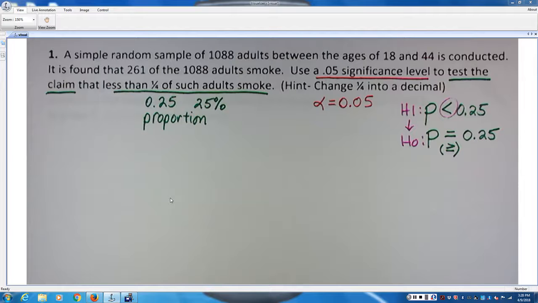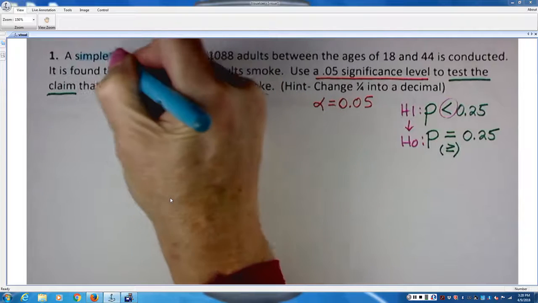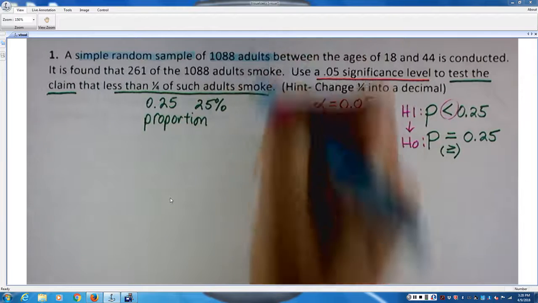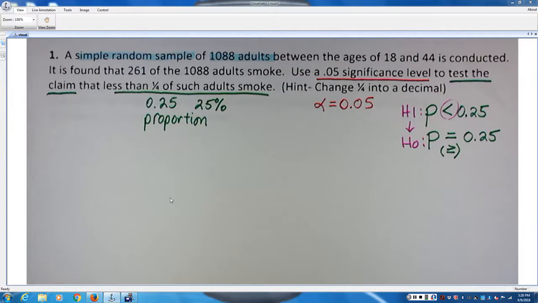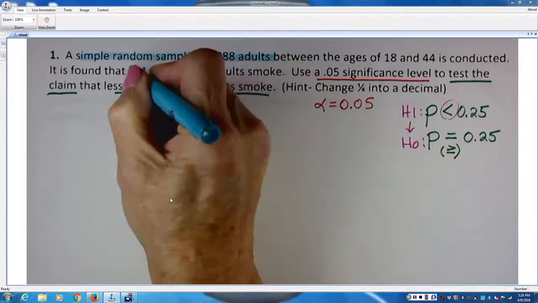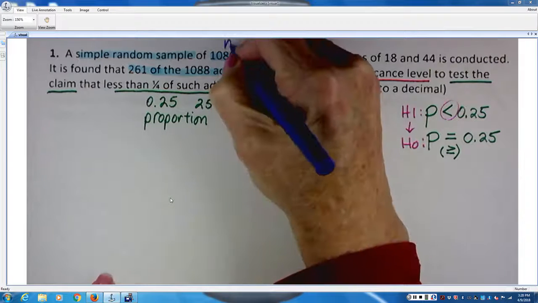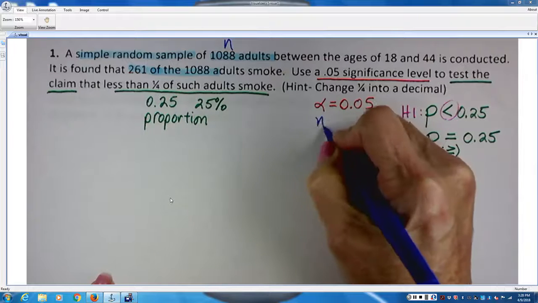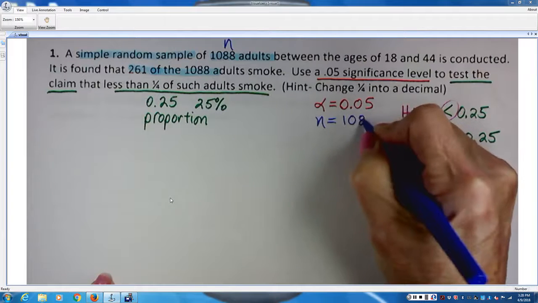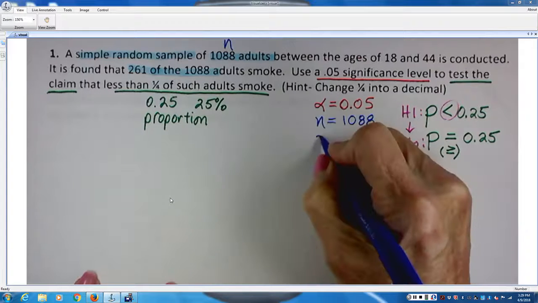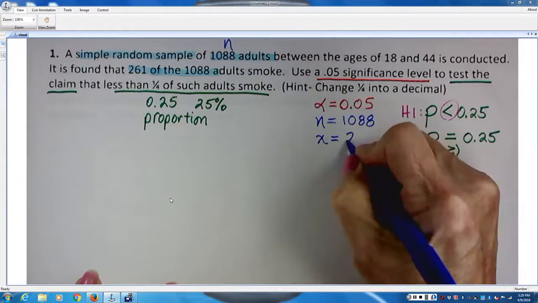So then our next step is going to be to identify the sample information. The first sentence talks about the sample. It says assume a simple random sample, so the size of the sample is 1,088. And out of the 1,088, 261 of those adults smoke. So that's told us two things. It's told us the size of the sample, which is n, and it's told us the value of x, which is the number of those adults that smoke.